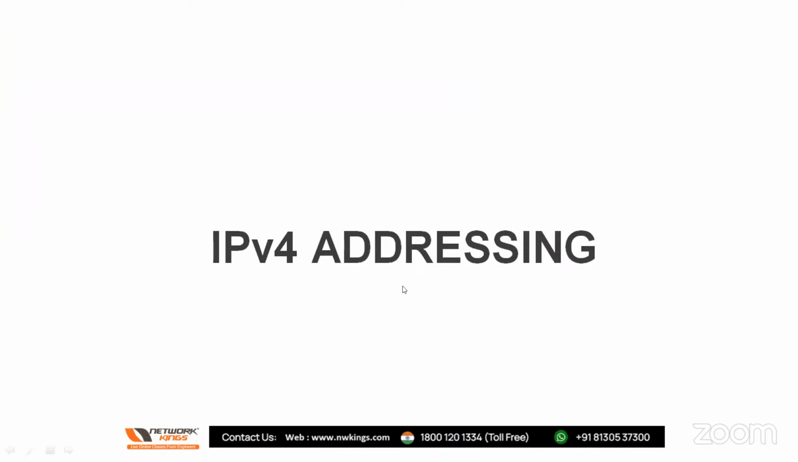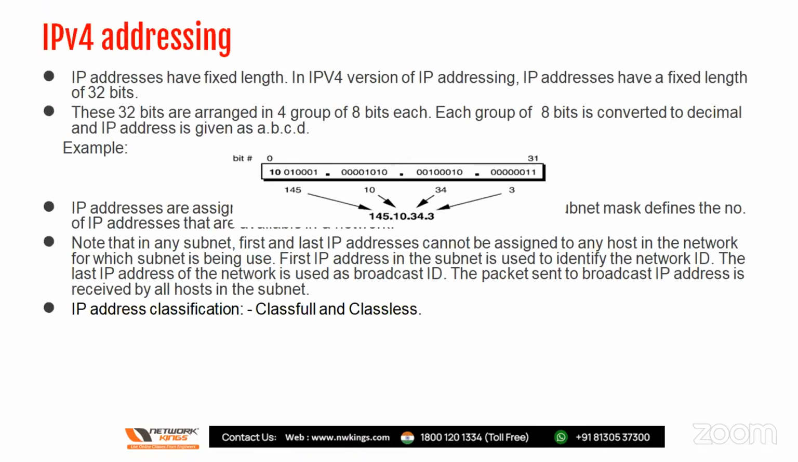So we'll move to the IPv4 addressing concepts. IPv4 addressing comprises 32 bits. It's a fixed-length IP address, wherein you will have 2 power 32 IP addresses across the whole world. That's the limitation of IPv4.